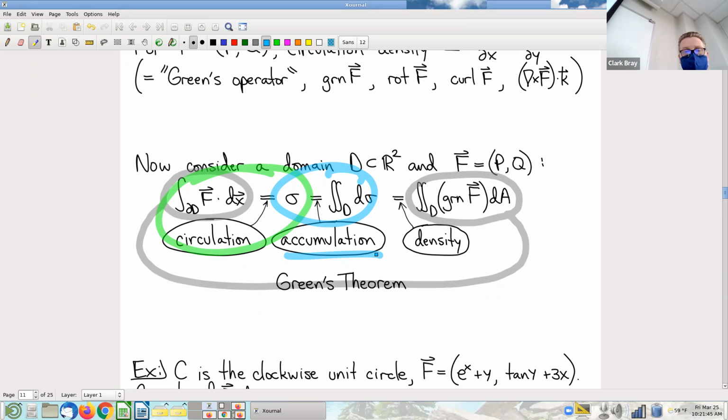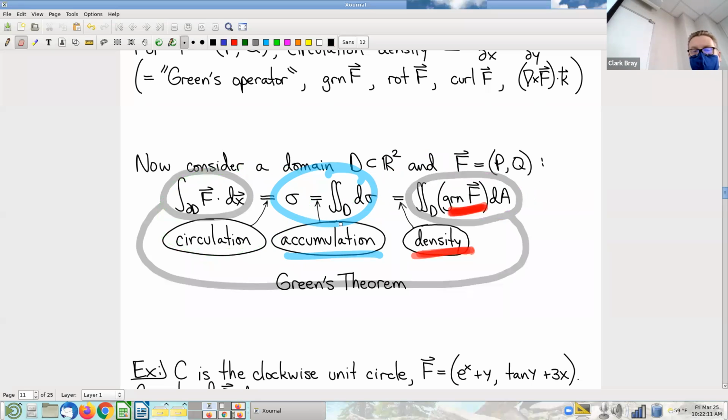And when you've got something that accumulates like that, and therefore you can talk about the amount of it that's happening in particular places, it's reasonable to talk about the corresponding density, which of course we did above, right? And we've got this notion of density here, Green's operator, rotation, circulation, whatever you want to call it, right? And as a result, we've got ourselves a theorem.